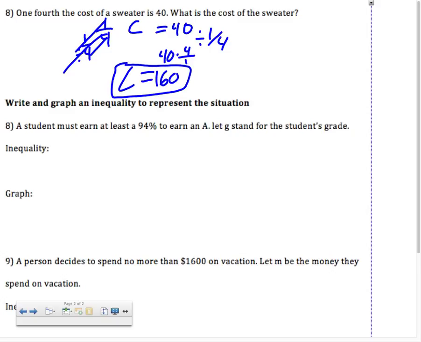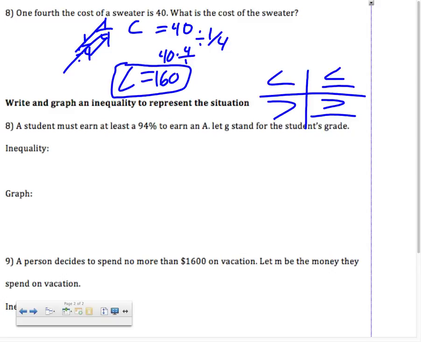The next ones deal with inequalities. Inequalities are very similar, except that inequalities use one of the 4 symbols here. Greater than, less than, greater than or equal to, less than or equal to. It has to have one of those 4 symbols in order to be an inequality. So all of these word problems here are going to result in one of those 4 symbols in their writing. So the student must earn at least 94% to earn an A, and then they give us the variable here, G, to stand for the student's grade.